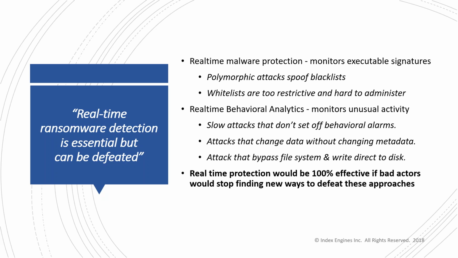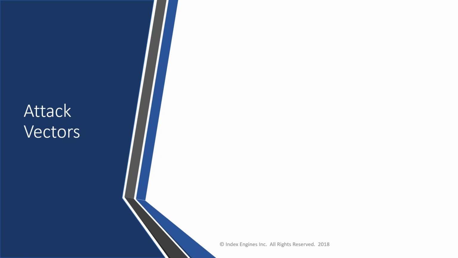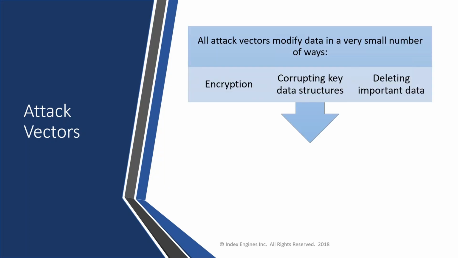Assuming that they do fail, CyberSense allows you to really understand the data that has been corrupted. So if you look at the attack vectors, they're very common. There's really three main ways they modify the data. And again, we're talking about CyberSense. It's very data specific. It looks at unusual changes of data. The three ways they modify data is encryption. That's one of the most common ones.